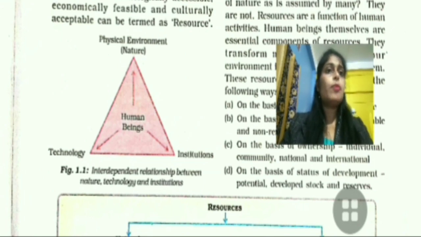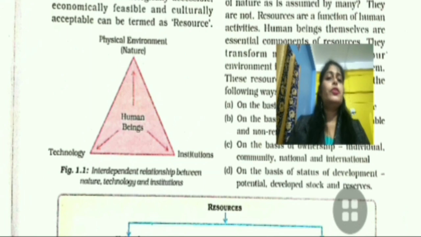Now see what this diagram reflects. In the middle it is written human beings, at the top physical environment, that is the nature. Then you see on the left hand side technology and on the right hand side the institutions. It is one triangle and that triangle is connected to the human resource. Human resource is connected with the physical environment, that is the nature, then technology, then institutions. Now you see the interdependent relationship between nature, technology and the institution. How these three are interrelated with the human beings.